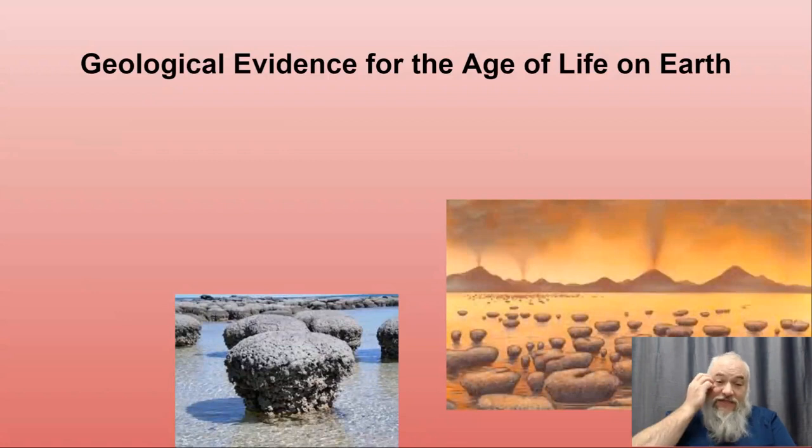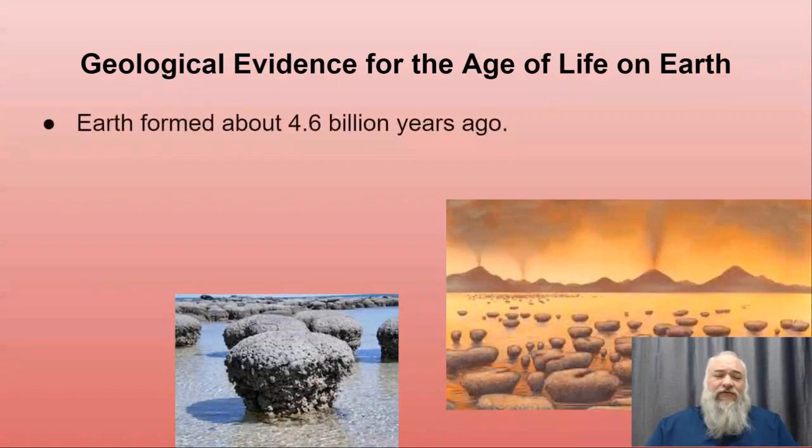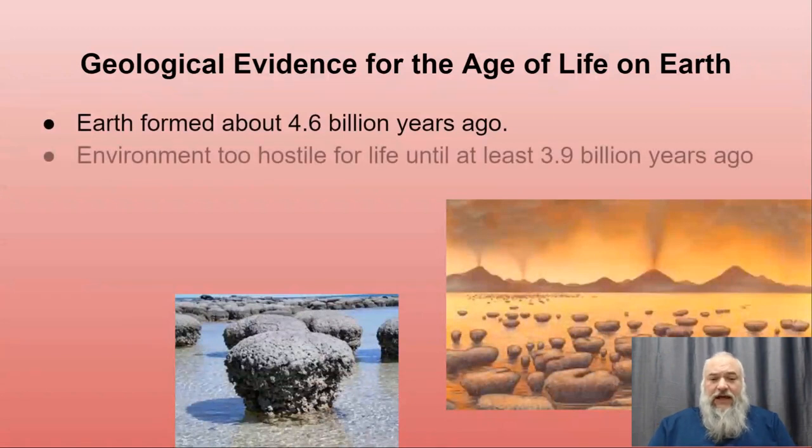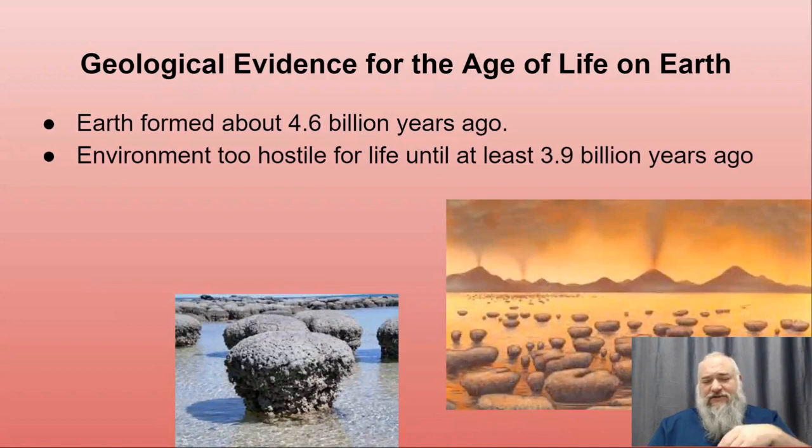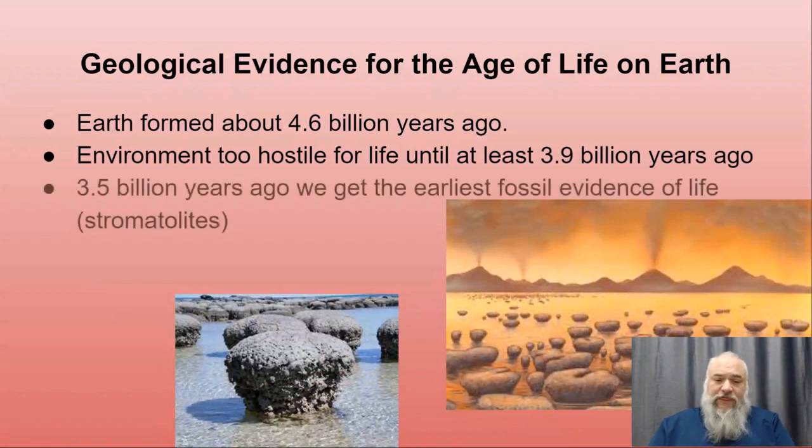So first off, the age of the Earth. Earth formed about 4.6 billion years ago, but for the first half a billion years or so, it would have been just a ball of molten hot mess with asteroids and comets and things hitting all the time, and it just would not have been conducive to life until at least 3.9 billion years ago.